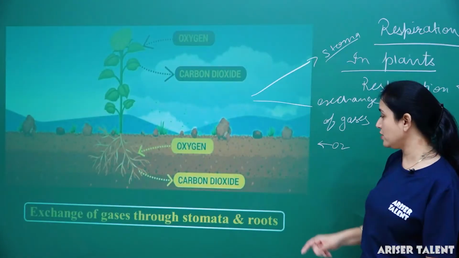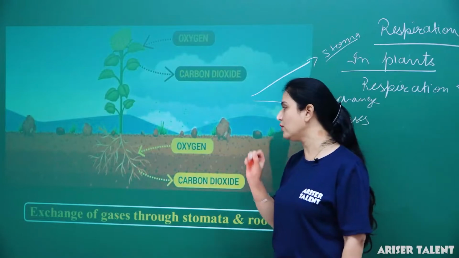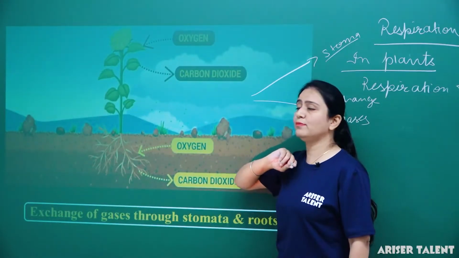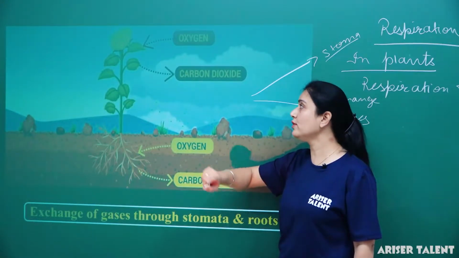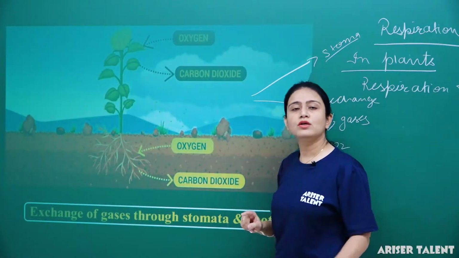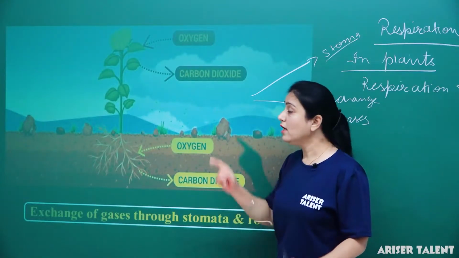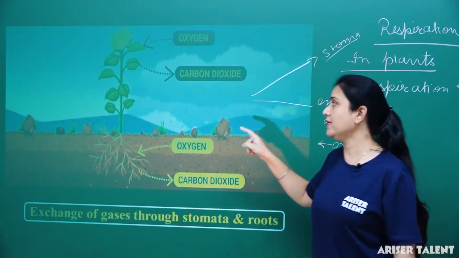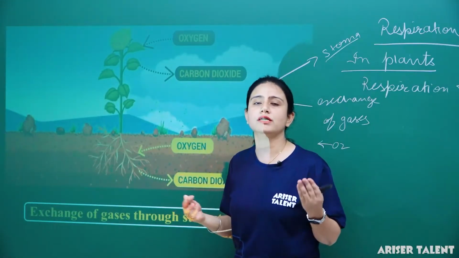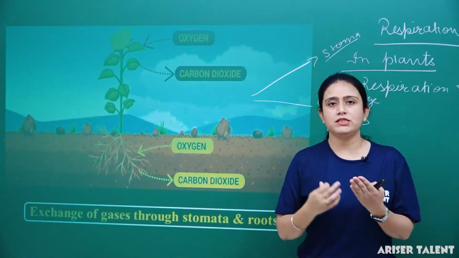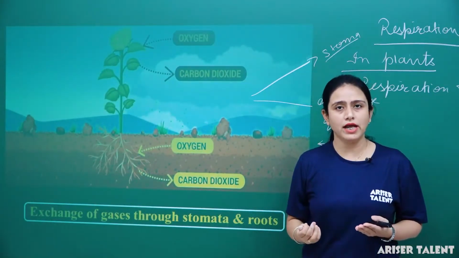Now what happens, students? The thing which is very important to understand here, as we all know, when I told you about the process of photosynthesis, I told you that carbon dioxide is used by the plants to make the food. Clear? Now if we are talking about this process, if respiration takes place, it is of course understandable that respiration will take place whether it is day or night. Fine.